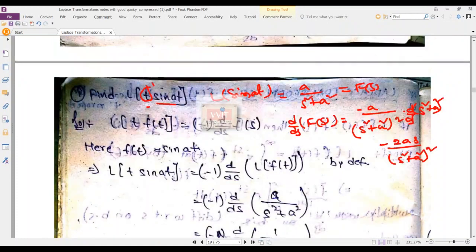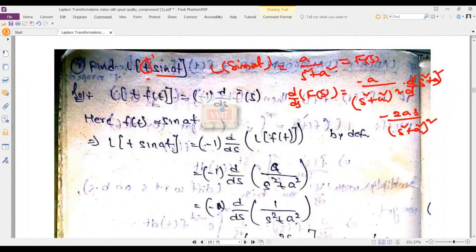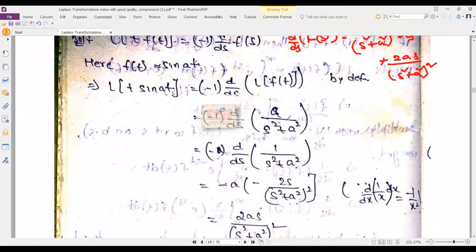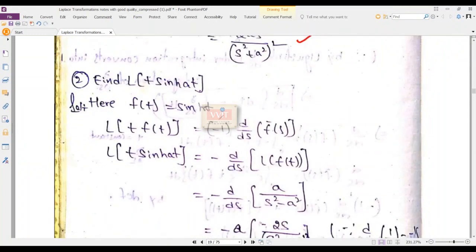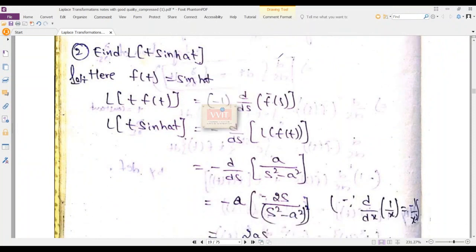This is d by ds. Again, I need to have minus, right? I need to have minus. So that minus makes this plus, since L of t times f of t equals minus 1 times d by ds of f of s. This is minus 2as, so minus of minus, plus 2as. That makes here plus 2as by s square plus a square whole square. Similarly, sinh at. In the same way, the only difference here is minus: instead of s square plus a square, it is s square minus a square.